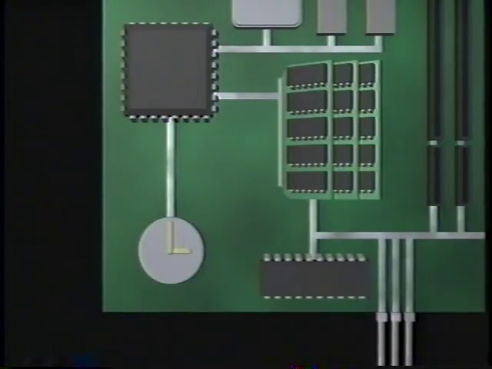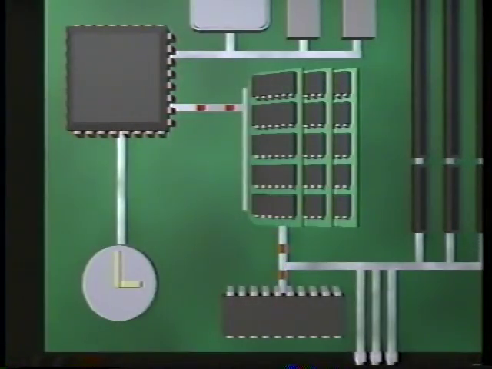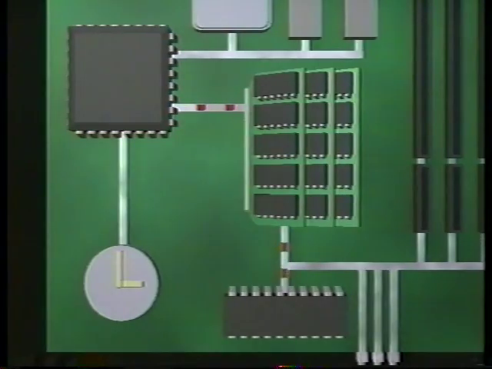The computer is designed so that every time it's turned on, the microprocessor will read the contents of the ROM before it does anything else. This way, we know that the microprocessor will always be able to communicate with its memory and any other components that come with the computer.